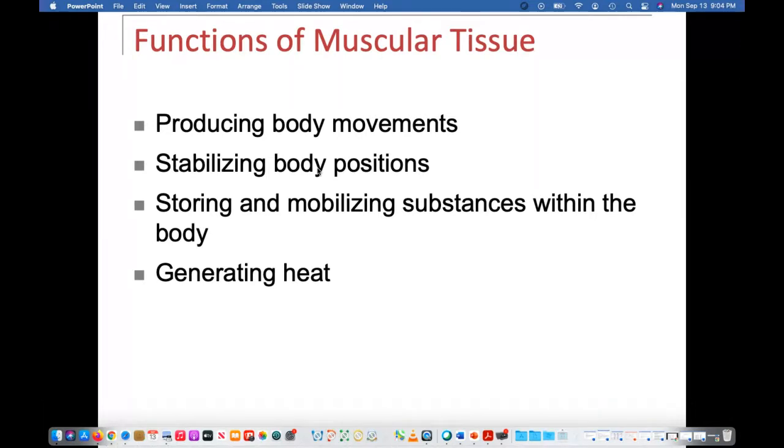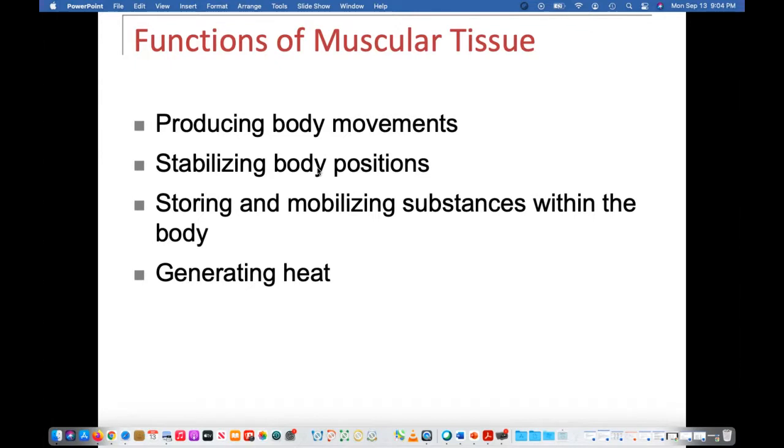Muscles can also stabilize body positions. We have very important core muscles, and those core muscles, like abdominal muscles and the erector spinae muscles and your calf muscles, they're designed to help stabilize the human body.